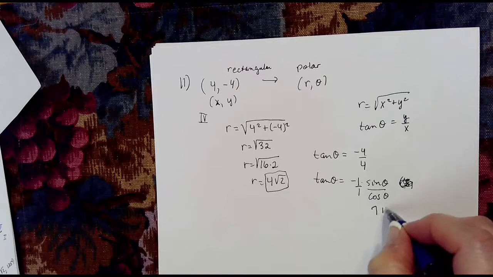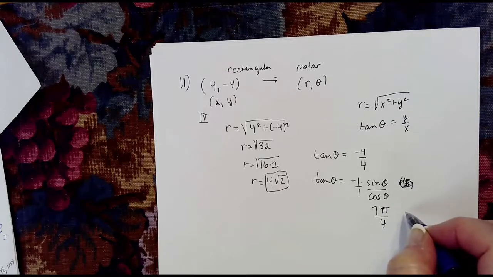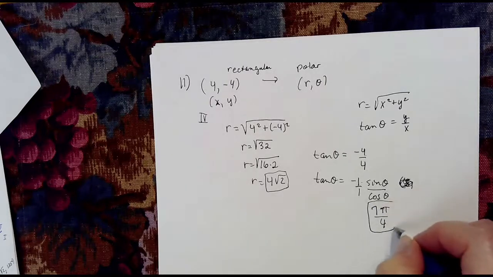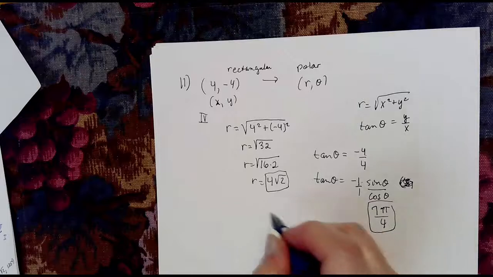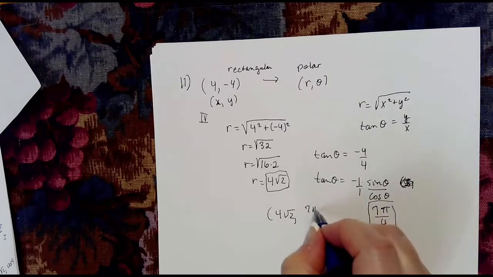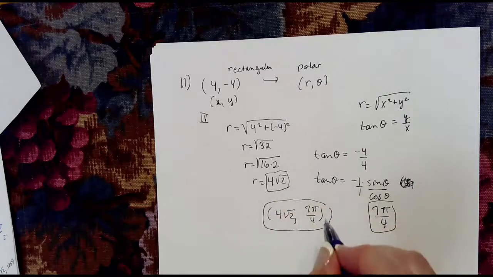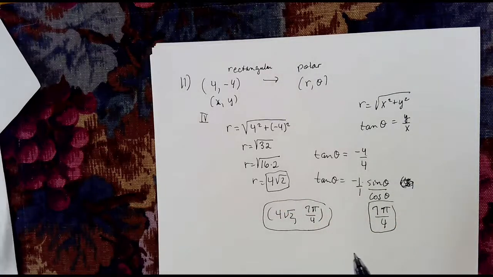Okay, 7 pi over 4, good. Now, someone else said that it could be negative pi over 4. Okay, that's another way of writing 7 pi over 4. So my r and my theta is going to be 4 square roots of 2, comma, 7 pi over 4. So that was number 11.